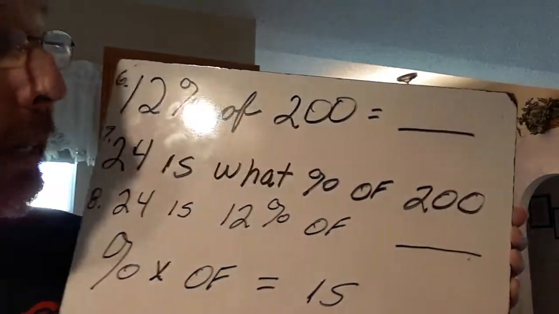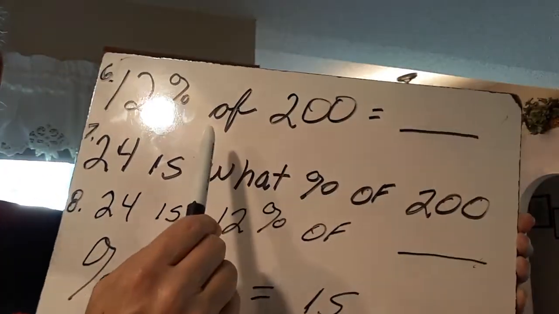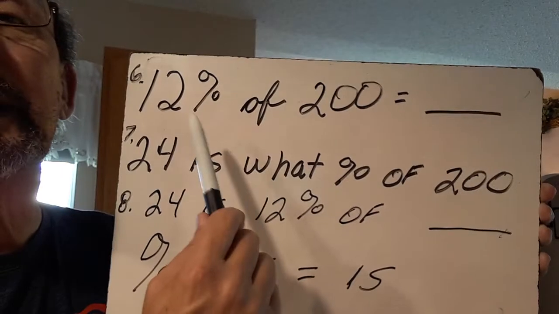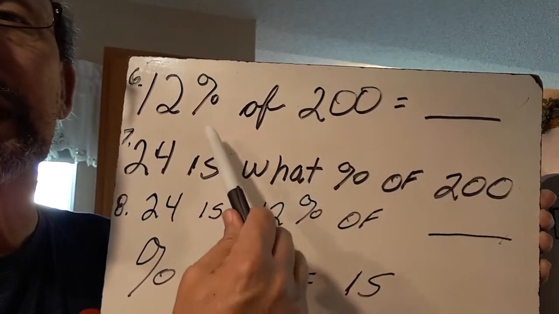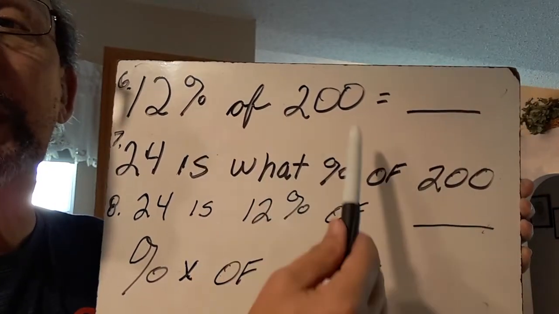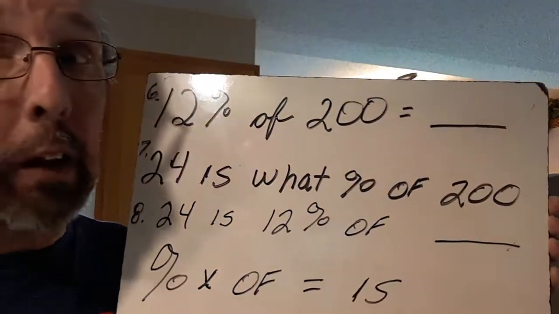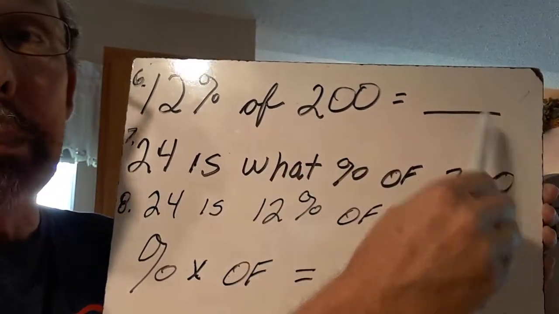All right, this is a multiplication problem. Percent times of equals is. Percent times of equals is. Change the percent to a decimal and multiply. I've been saying that over and over. That's the typical percent problem.